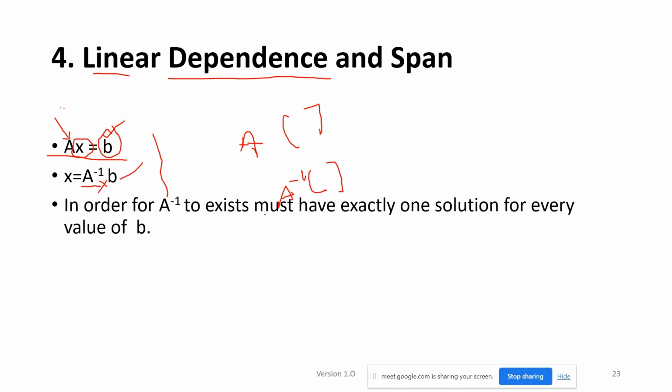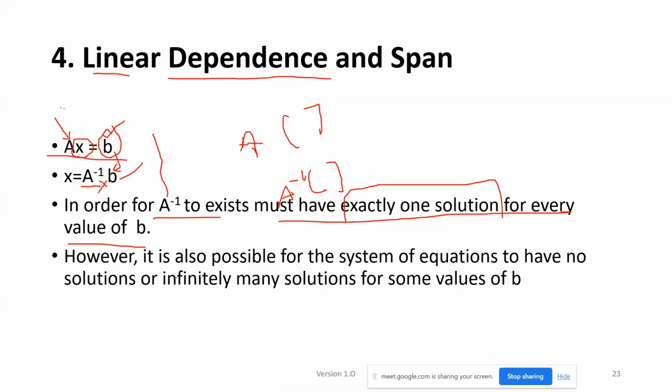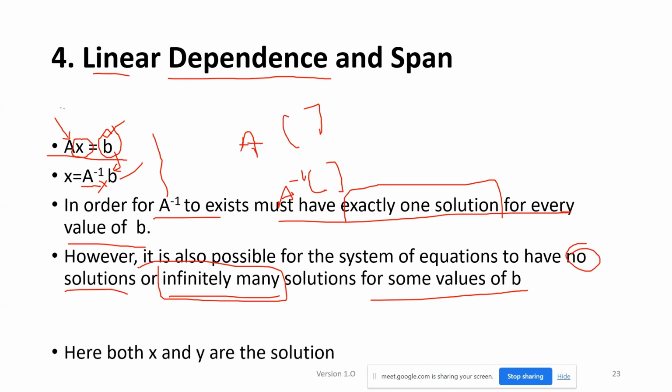In order for the inverse of A to exist, the equation must have exactly one solution for every value of b. However, it is possible for the system of equations to have no solutions or infinitely many solutions for the same b. Sometimes it has zero solutions, and sometimes infinitely many.